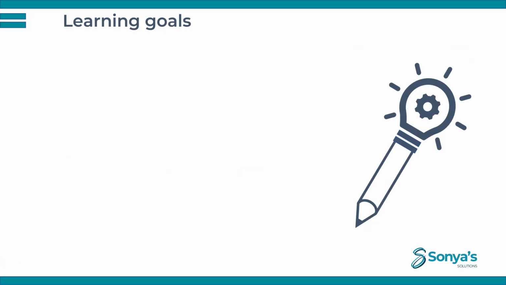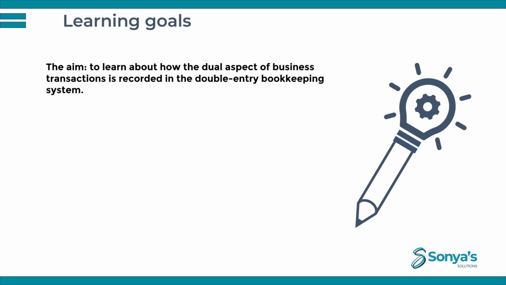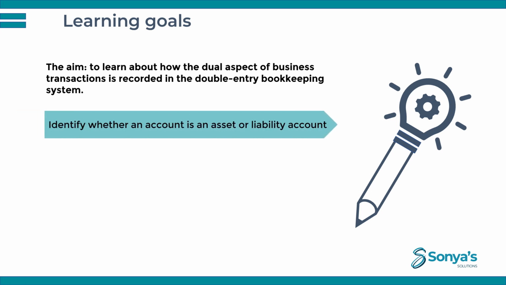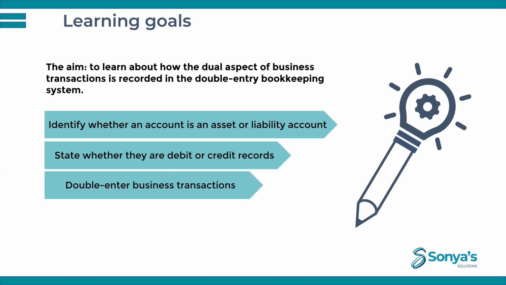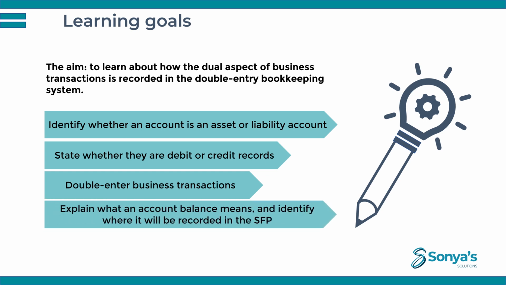In this lesson, the aim is to learn about how the dual aspect of business transactions is recorded in the double entry bookkeeping system. You need to be able to identify whether accounts are asset and liability accounts, whether they are debit or credit records, so that you can enter business transactions accurately. You'll need to be able to calculate the balance on an account so you can explain what it means, as well as identify where it will be recorded in the statement of financial position.